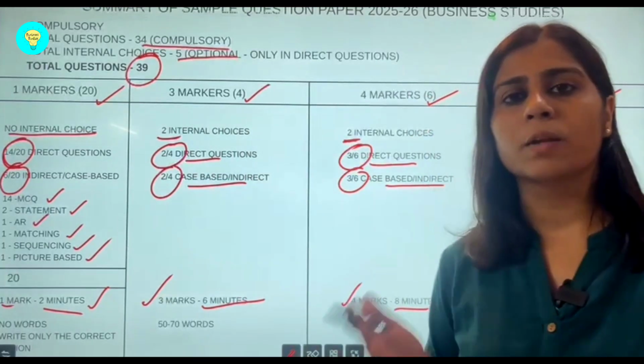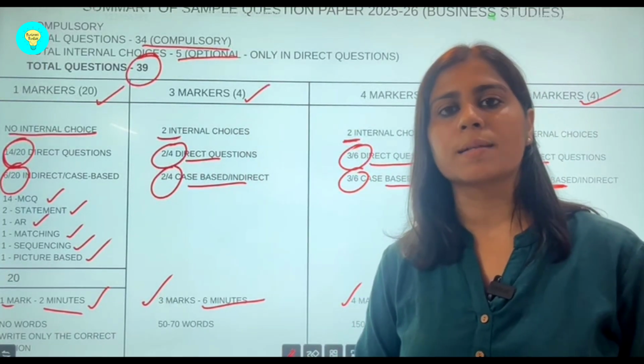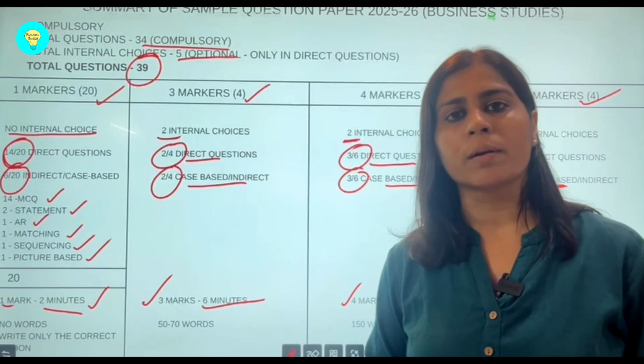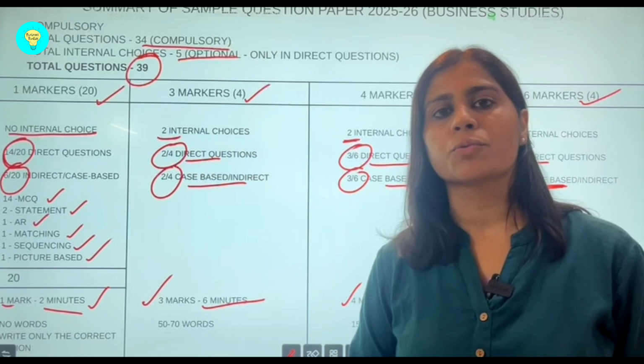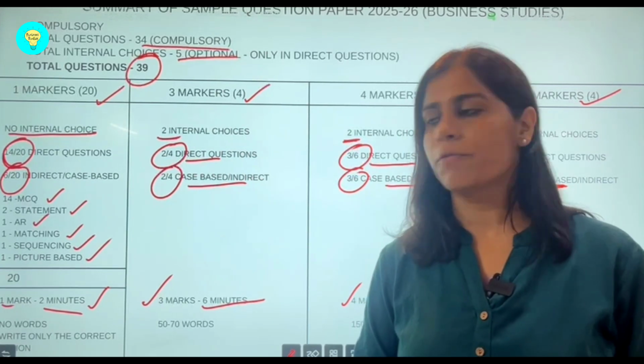Because for 80 marks, then you'll be needing around 160 minutes, which is 2 hours and 40 minutes. So that is well in time you're completing your paper, and you're also left with another 20 minutes to revise whatever you have written and to underline specifically the keywords in the different topics.